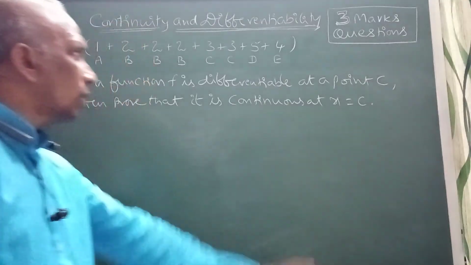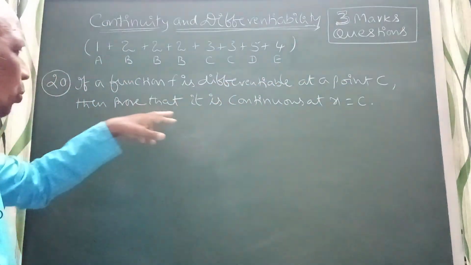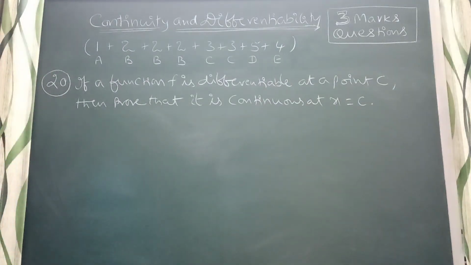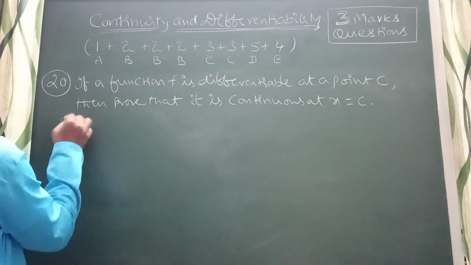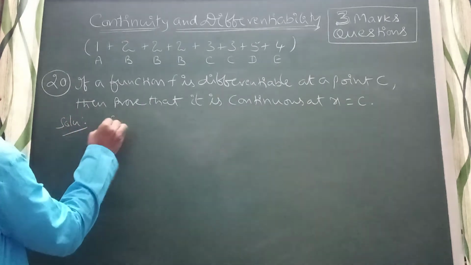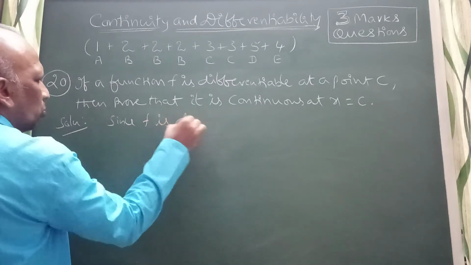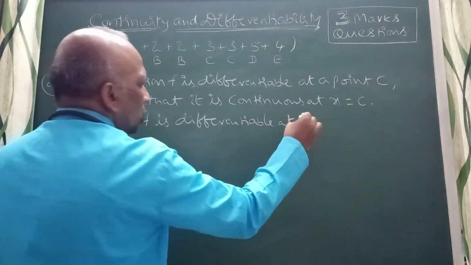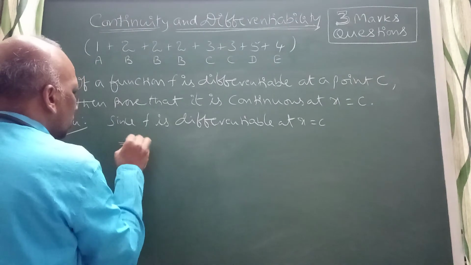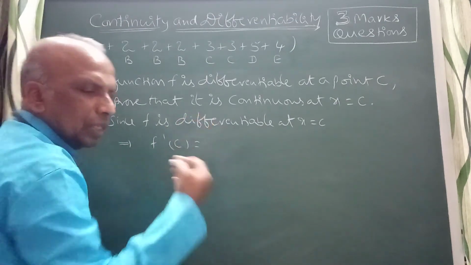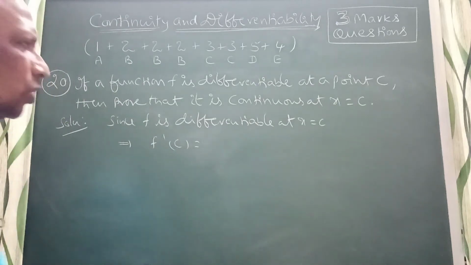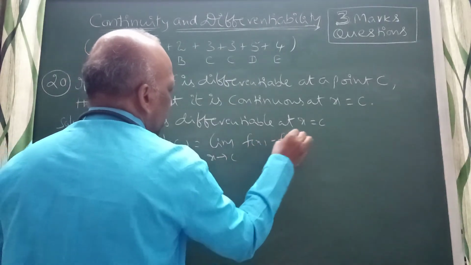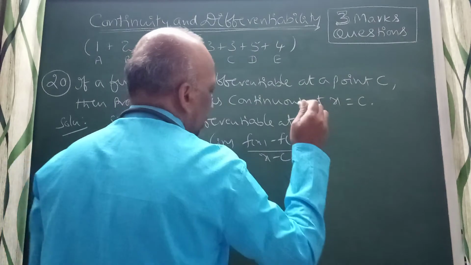See in this problem, the given f is differentiable at a point C, then prove that it is continuous at x equal to C. First, given that it is differentiable, you can write: since f is differentiable at x equal to C, I can write f dash of C is equal to the derivative, limit x tends to C, f of x minus f of C by x minus C.